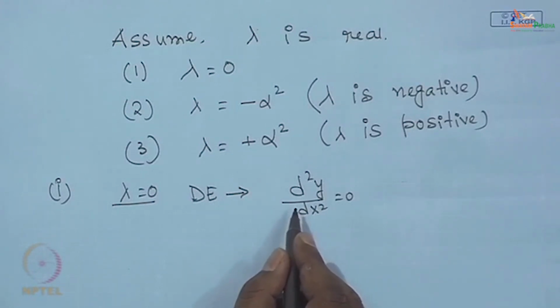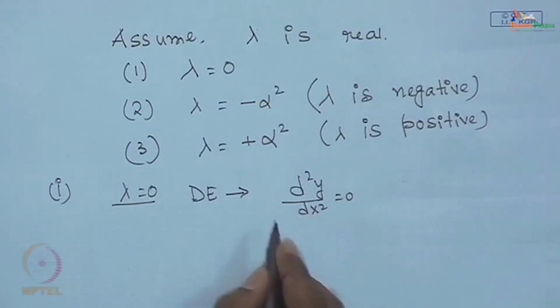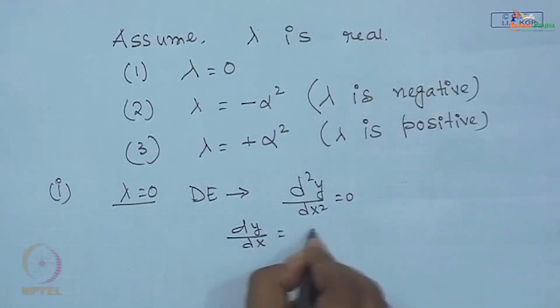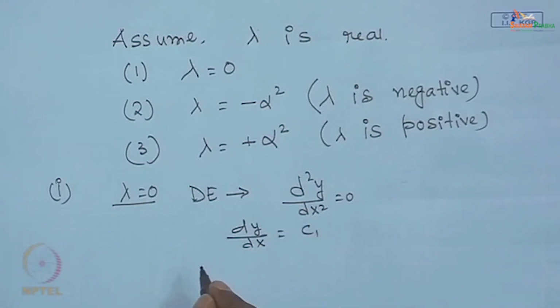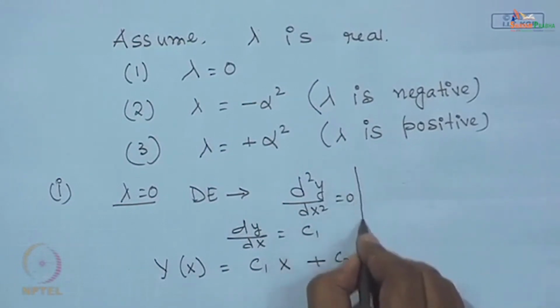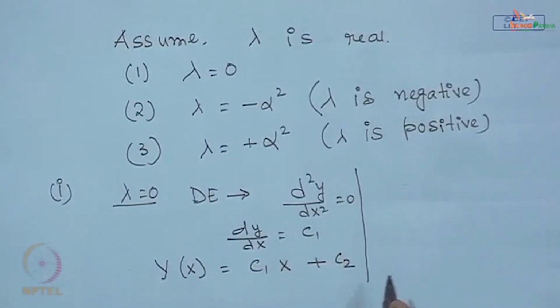If we integrate this equation, the first integration results in dy/dx equal to some constant C1, and the second integration leads to y as a function of x equal to C1 x plus C2. Now, these two constants C1 and C2 should be evaluated from the two boundary conditions we have.